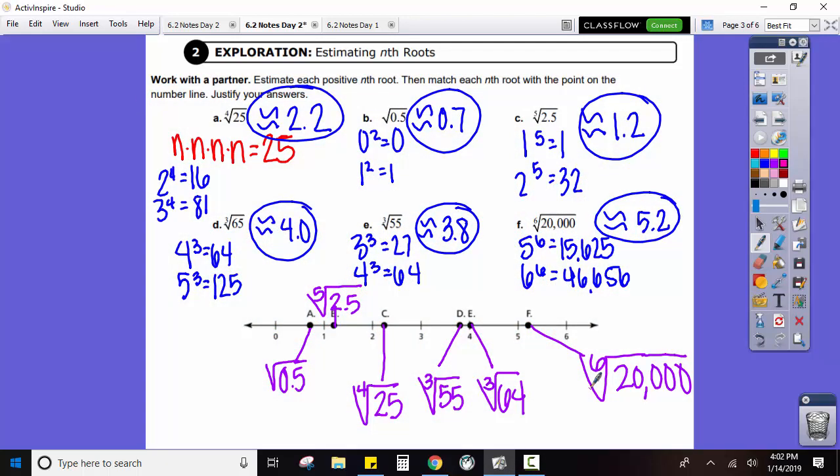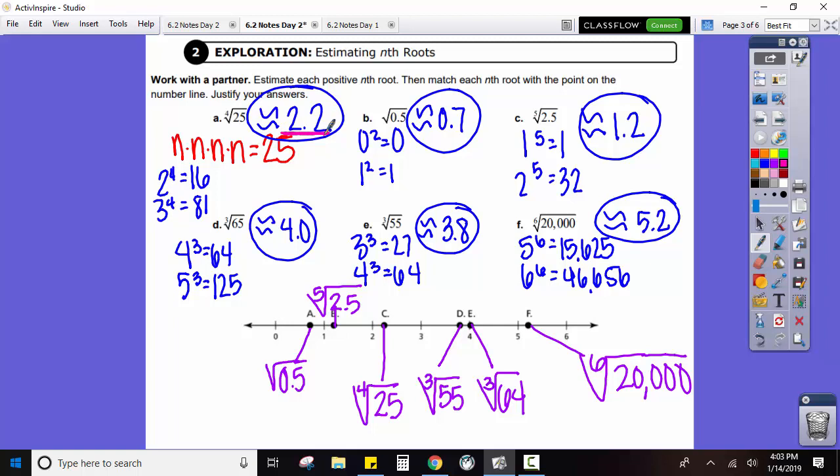Okay, you can go ahead and take a look at the estimations up here. Yours should be really close to that. I would say within a tenth at least. If you're looking for a strategy to estimate, take a number and put it to the power that the root is. So I saw, for example, A, 2 to the fourth was 16, and 3 to the fourth is 81, which tells me that the fourth root of 25 is in between 2 and 3, and it's 2.2.